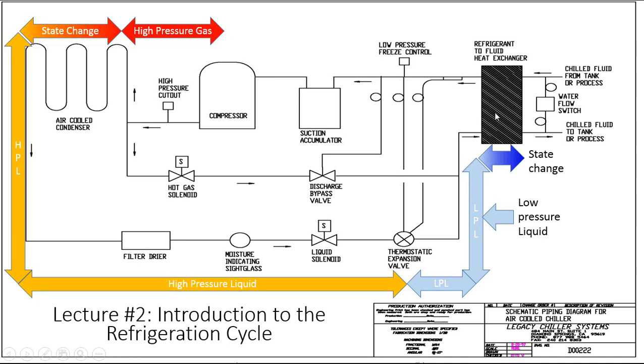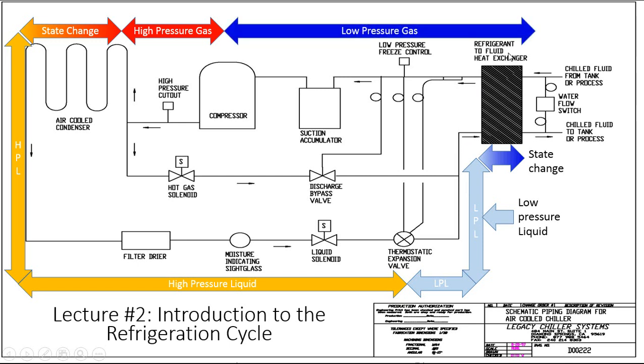So as the refrigerant is going through this heat exchanger, it's picking up heat, which is what we want it to do. It's removing heat from the process, whether it's an air conditioner, refrigerator, whatever. Remember, it goes in as a low pressure liquid, it's boiling, picking up heat, and when it comes out, it's in a fully gaseous state. So there's a complete state change here. It goes in as low pressure liquid, comes out as low pressure gas, and then it starts all over again. That is the process of refrigeration.